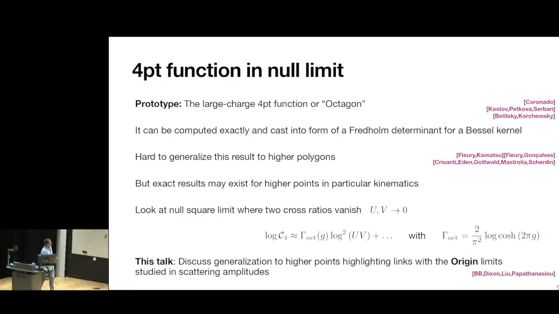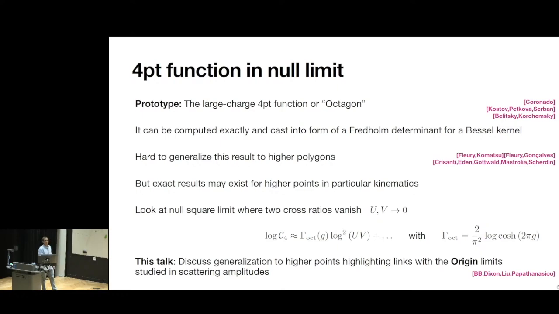Okay, so here's a prototype. We heard a little bit about it already in the previous talk. The prototype of this object is a large charge limit of the 4-point function. So this is the limit where the 4-point function factorizes into two octagons, which was introduced by Frank and further studied by a lot of people. And what is extremely nice about it is that it can be computed exactly. So everything I told you about this summation of mirror states here ends up essentially reconstructing a Fredholm determinant of a Basso kernel, precisely the type of determinant we heard about in the talk by Basso.